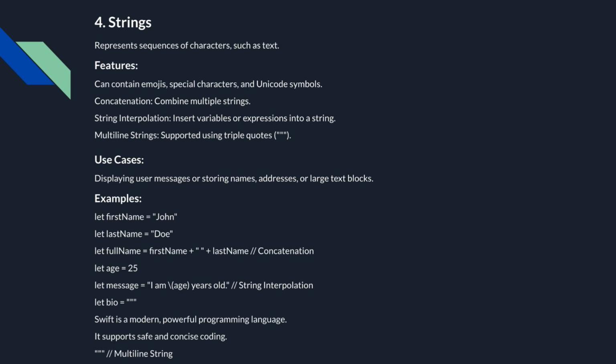Code example. Full name is a concatenated string that combines first name and last name with a space in between. Message is an interpolated string where the value of age is directly embedded into the text. Bio is a multi-line string that spans multiple lines, perfect for long texts like descriptions or paragraphs. By leveraging these features, strings in Swift become a robust tool for handling and manipulating text data in your programs.